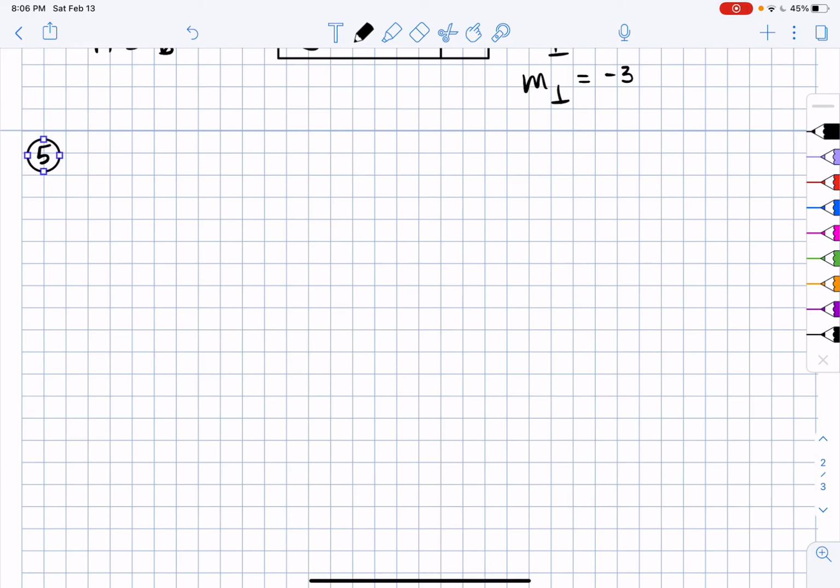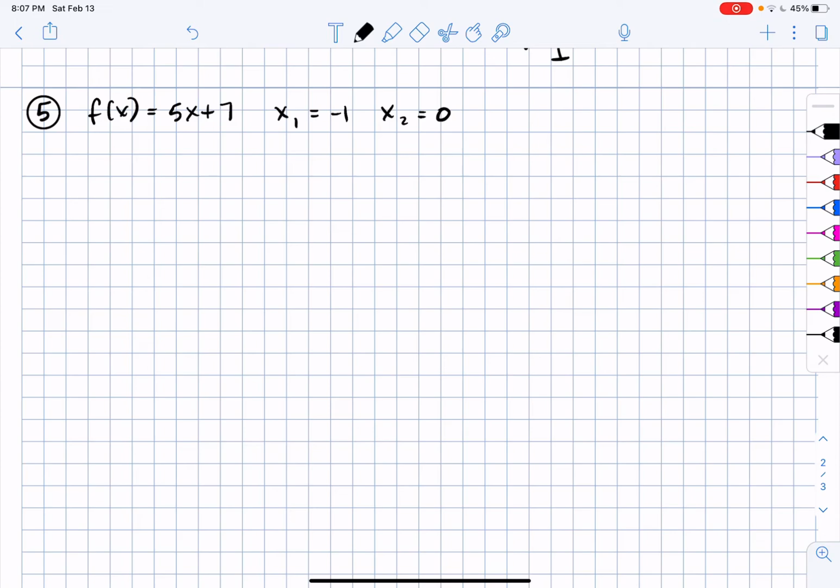Okay, number 5. So my f of x is equal to 5x plus 7. Okay. So, again, I'm going to go ahead and make a table. And you're going to be like, what? All right, so I know that x sub 1 is equal to negative 1. And x sub 2 is equal to 0. Sad part is, I already know what the slope is. So, let's make a table.